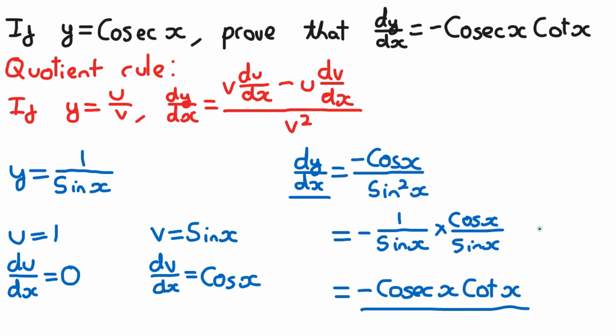I'm not going to do the other two because it's literally the exact same thing. You just use the quotient rule and rewrite whatever the trig function is in terms of sin and cos.